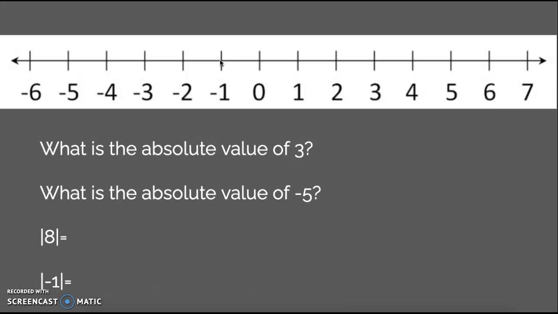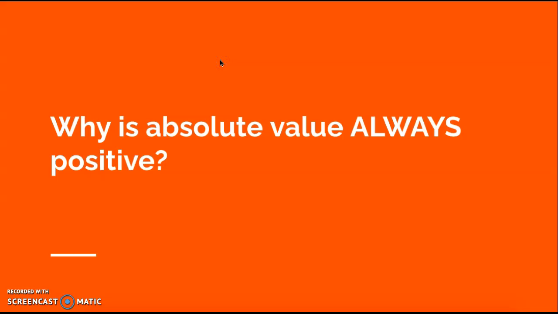So what are you noticing about all of those answers? It's positive every single time. Why is absolute value always positive? It is distance. Distance is always positive. Even if you went outside to the track and ran the mile backwards, you would still run a mile. Even if you are walking backwards, you are still walking a positive distance. Distance is always positive. You cannot take a negative step.